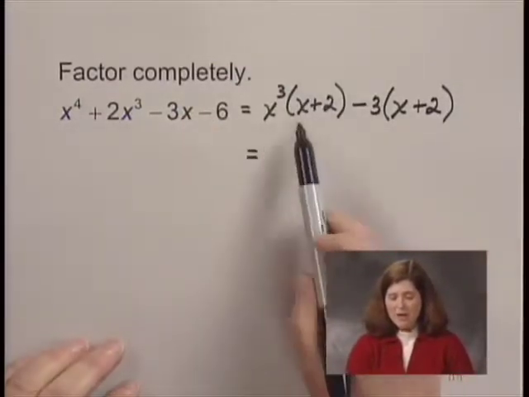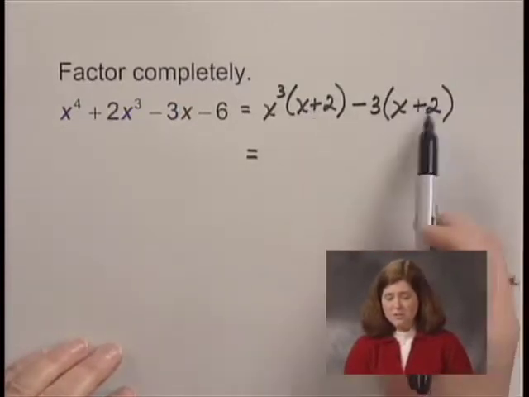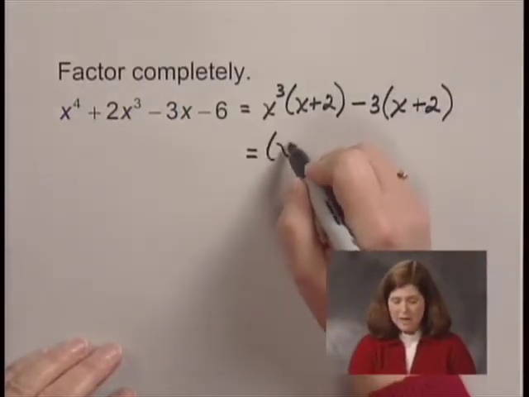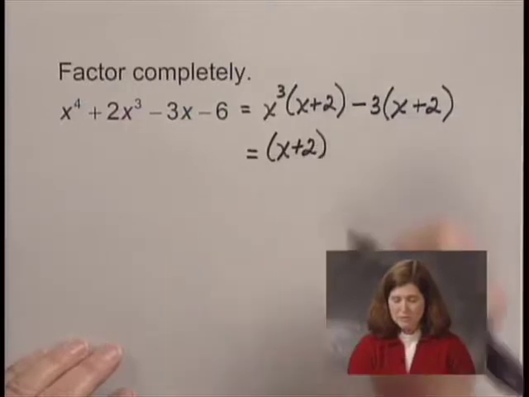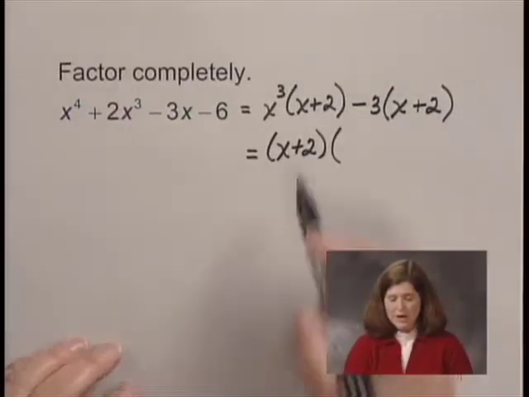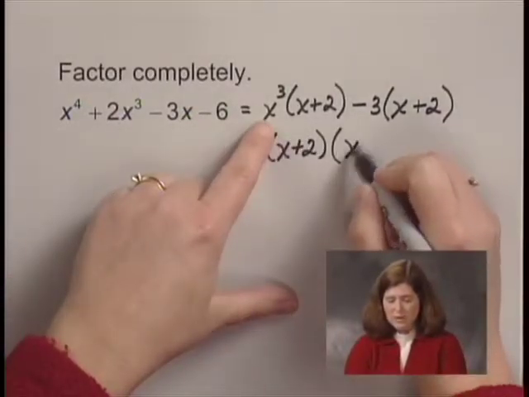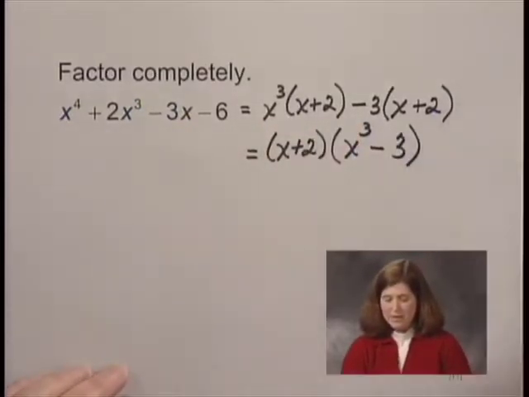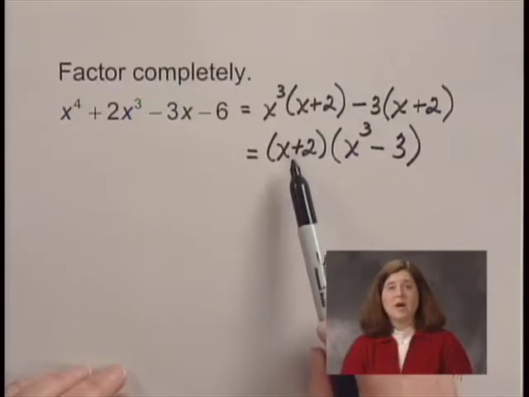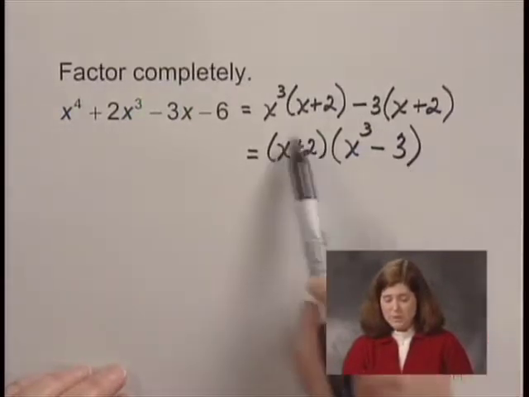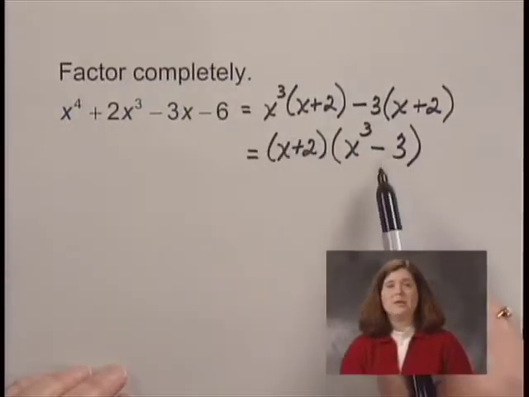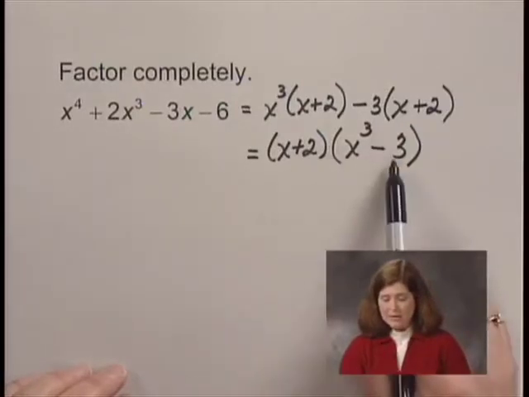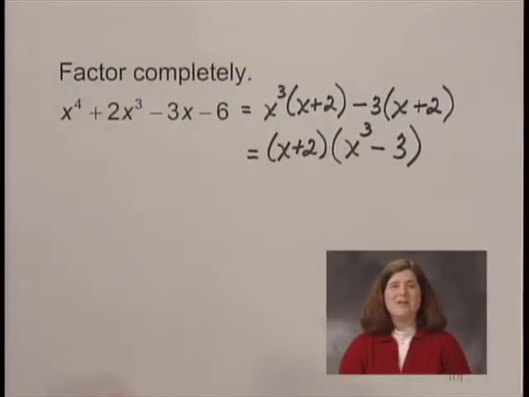Now I have a common binomial factor of x plus 2, and I write that x plus 2 times the x cubed from here minus 3. I check to see if either binomial can be factored further, and I see that neither one can, so I have factored completely.